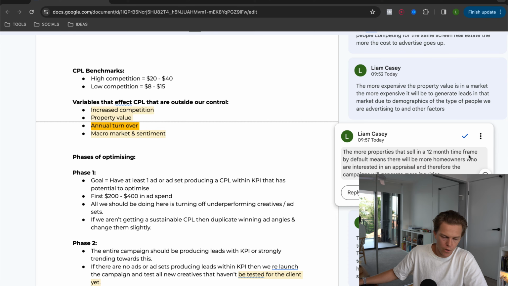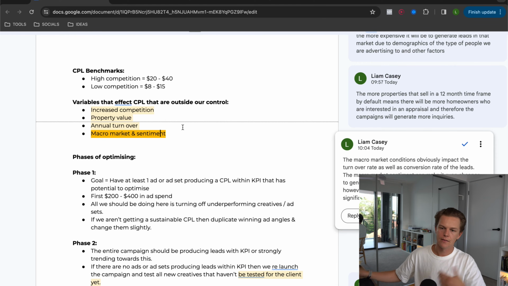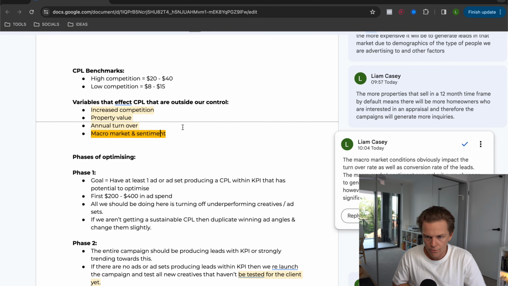If more homeowners in that market transact within 12 months, more people are going to be interested in what their home is worth, and more people are going to respond to the ads. That's pretty straightforward. Lastly is our macro market sentiment. Macro market conditions obviously impact the turnover rate as well as the conversion rate of the leads. The macro market sentiment can sometimes make it even cheaper to generate leads.